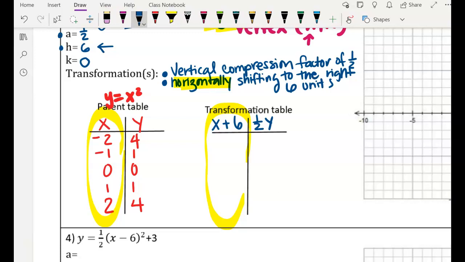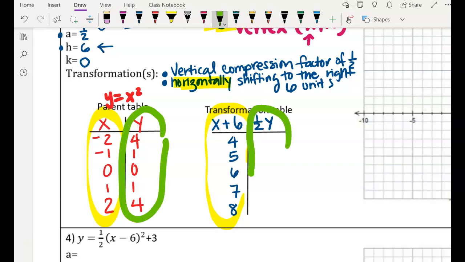So -2 plus 6 is 4. -1 plus 6 is 5. 0 plus 6 is 6. 1 plus 6 is 7. 2 plus 6 is going to be 8. Then take all the y's here and compress them by a half. So half of 4 is 2. Half of 1 is a half. Half of 0 is still 0. Half times 1 is a half. Half times 4 is 2.